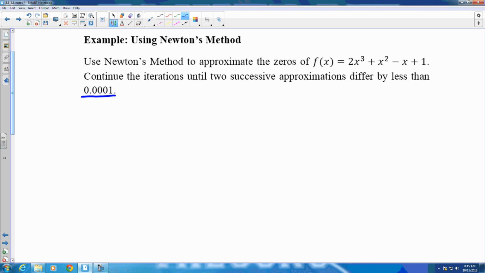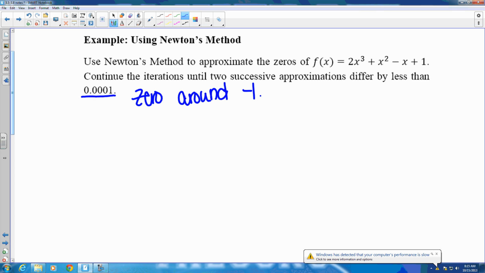So I actually am going to just graph it. I'm not going to find the zero, I'm just going to look at it and see where I think it might be. And when I did it in this case, I saw that the zero was somewhere around negative 1.2, so that's what I'm going to start with, negative 1.2.